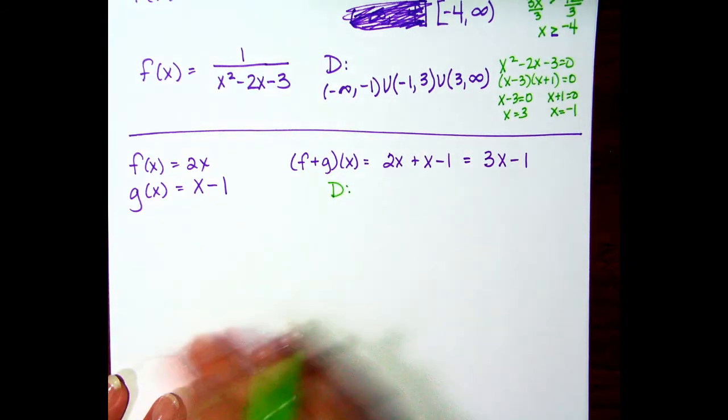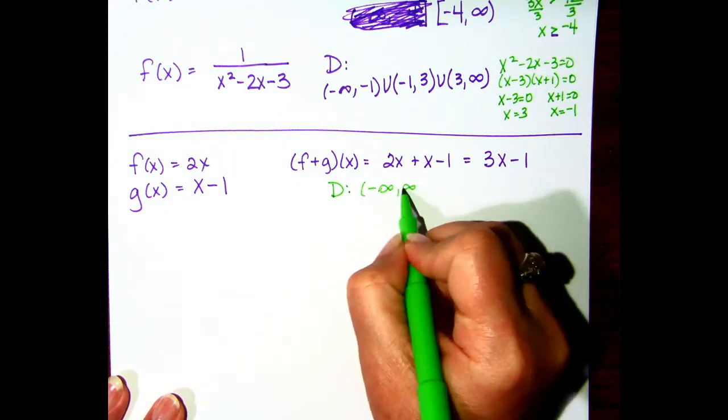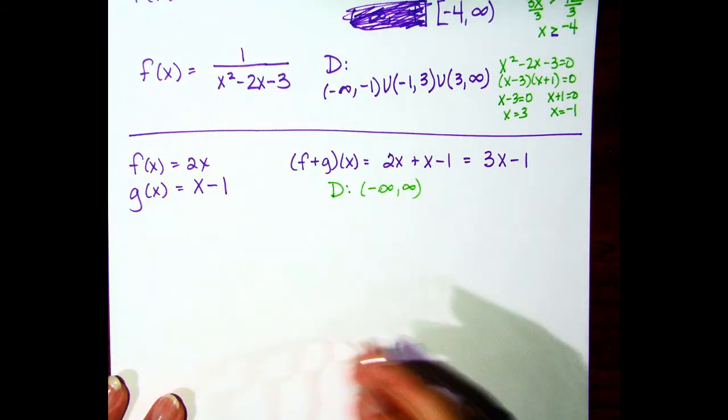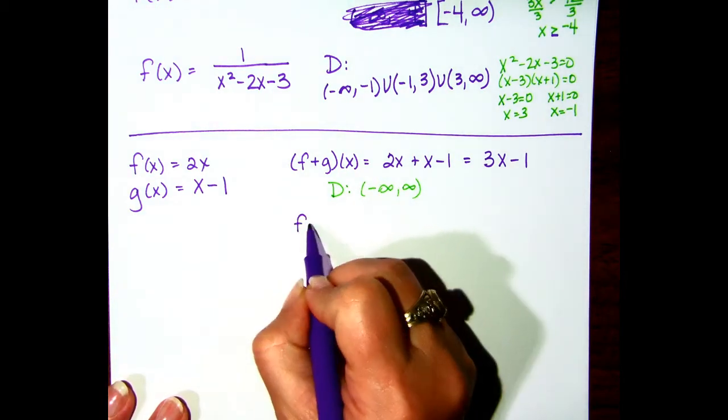Well, what shape is it? It's a line, so negative infinity to positive infinity. You see why it's so hard? Yeah, because it's not. Guess what's next?